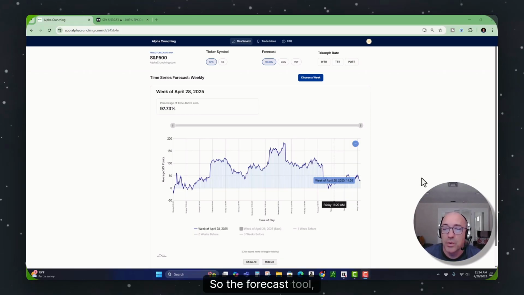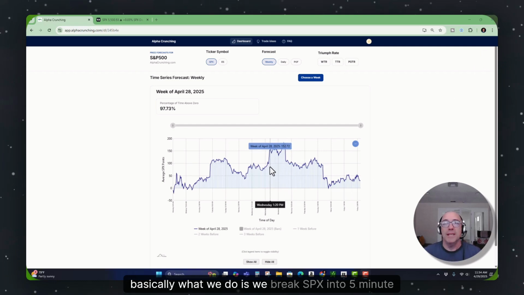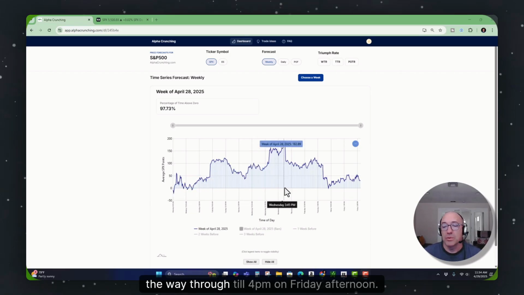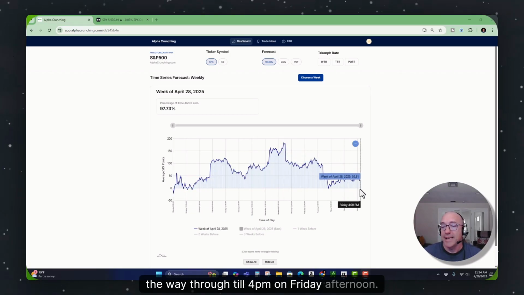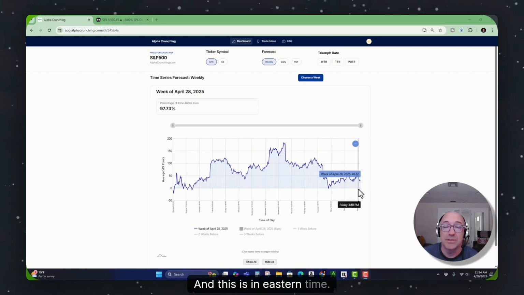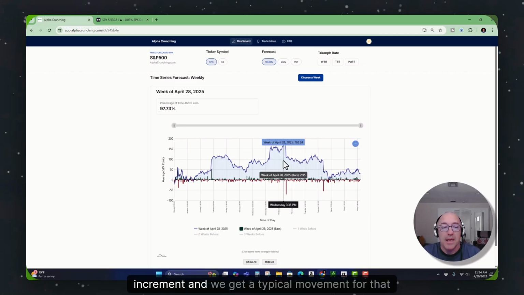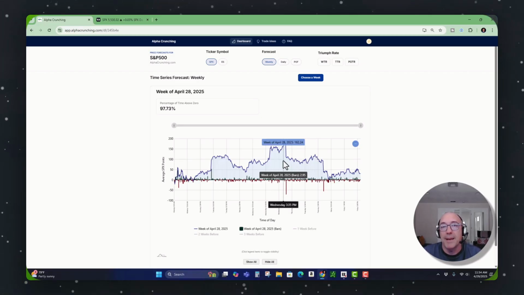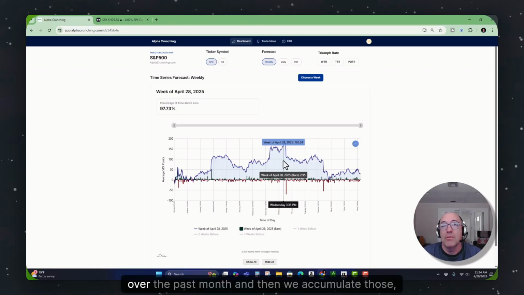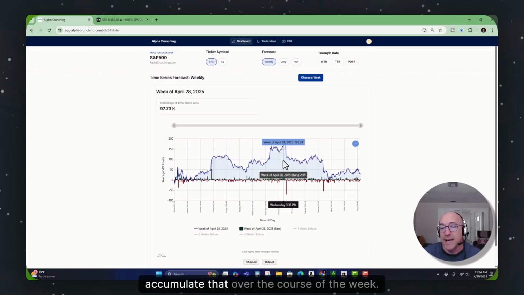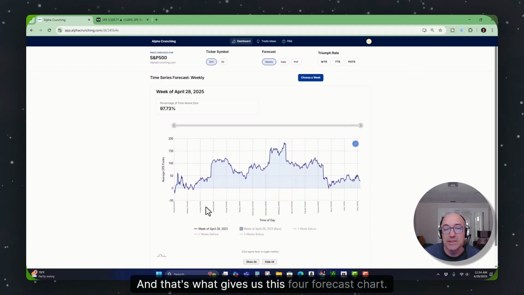But let's back up a little bit and talk about what the forecast tool is and what it's showing us. So the forecast tool, basically what we do is we break SPX into 5-minute intervals starting at 9:30 on Monday morning all the way through till 4 p.m. on Friday afternoon, and this is in Eastern time. And what we do is we take each 5-minute increment and we get a typical movement for that particular increment over the past month, and then we accumulate those, the net delta, whether it's positive or negative, and we accumulate that over the course of the week, and that's what gives us this forecast chart.